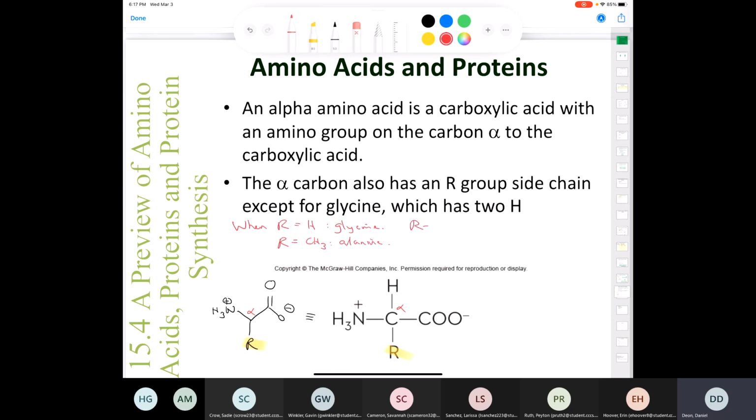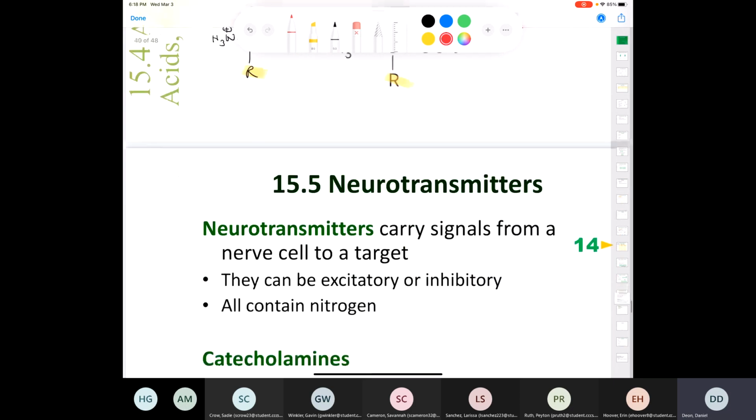If the R group is, and you don't have to have these memorized, CH2 with a benzene ring dangling off it like that, then it's called phenylalanine. And I could go on, but I don't want to bore you with all these right now. I just want you to have an idea of what differentiates the amino acids.